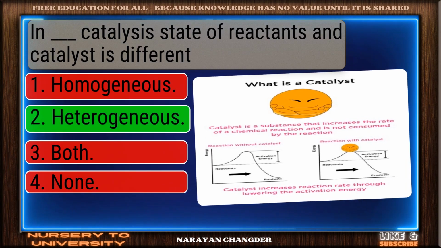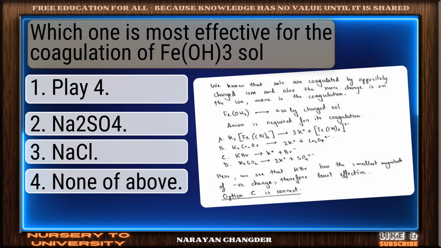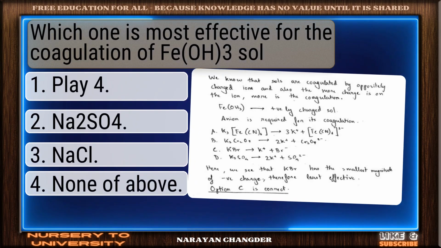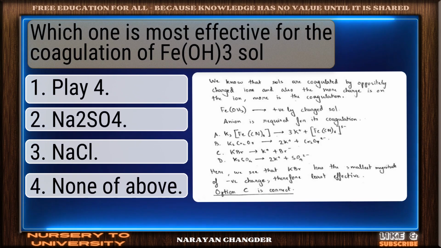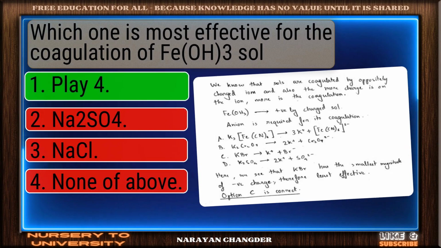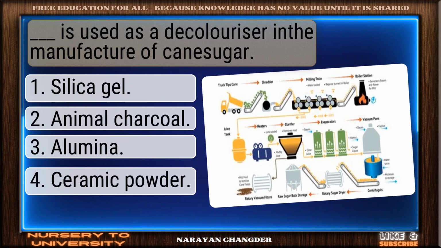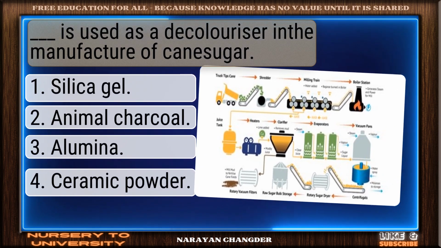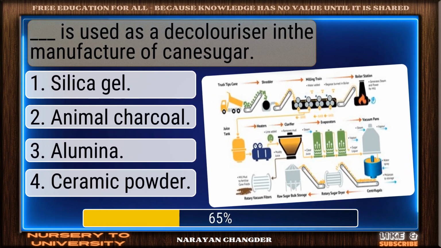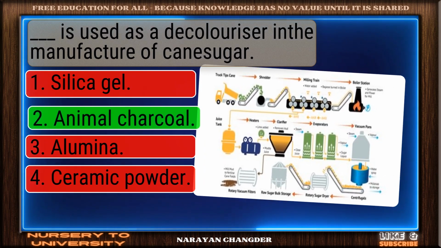Excellent choice. Heterogeneous is the right answer. Which one is most effective for the coagulation of Fe3 sol? Great job. Option 4 is the accurate answer. Dash is used as a decolorizer in the manufacture of cane sugar. Solid response. Animal charcoal is a valid choice.